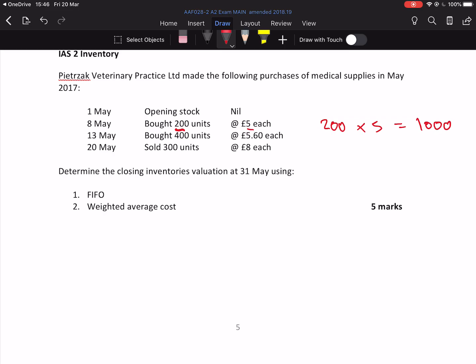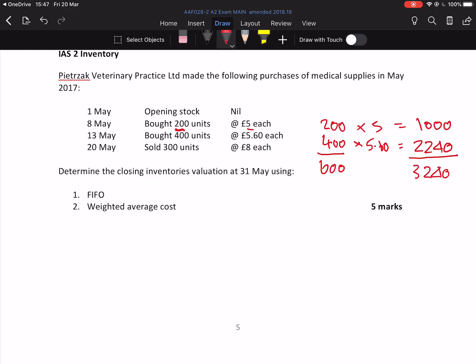On the 13th of May, we bought another 400 units, okay, and this time it was at £5.60, which therefore means 400 times £5.60 is £2,240. It's really important to do the tables first, because then you can work out up to the 13th of May how much stock has come in and what was the total cost. So up to the 13th of May, we've got 600 units, a total cost of £3,240. Okay, so now we've got the cost.